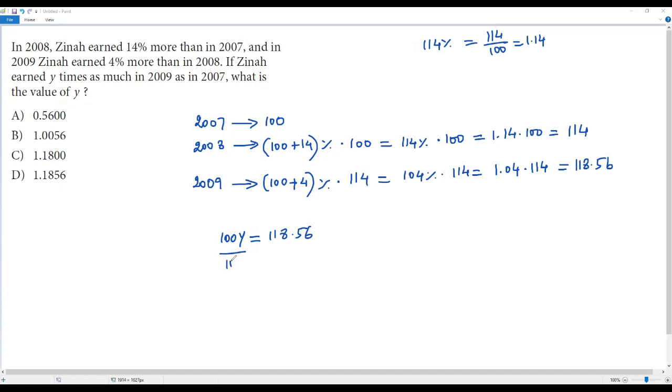Our aim is to get the value of Y. Let me divide both sides of this equation by 100. This 100 will cancel out, and I am getting Y on the left side. When I divide 118.56 by 100, I am getting 1.1856. Here I got the value of Y, that is 1.1856. I find this value in answer choice D. The correct answer choice for this question is D.